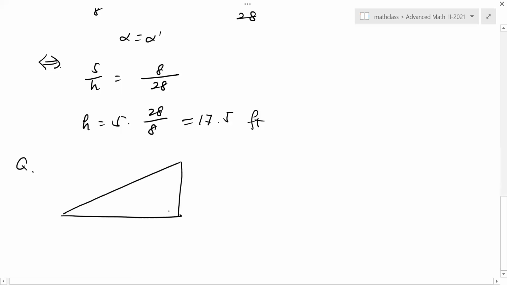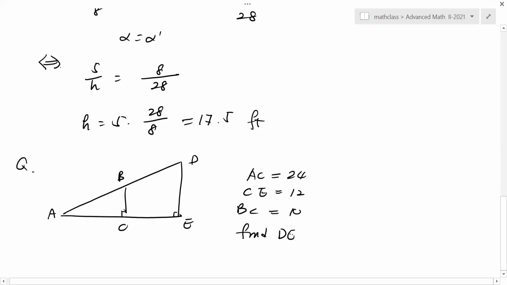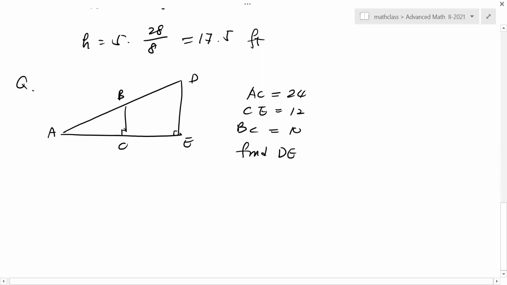Okay, this is a triangle, and here's A, C, B, D, and E. We are given the following information. This is perpendicular. AC is going to be 24. CE is going to be 12. BC is going to be 10. Find D. Please work on this problem.